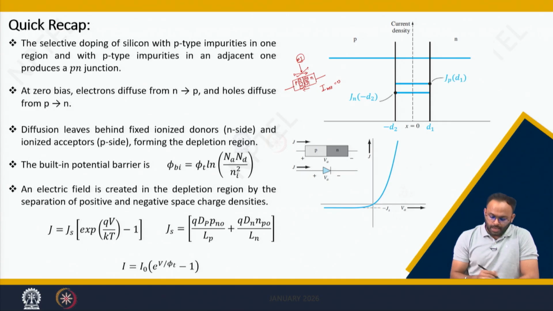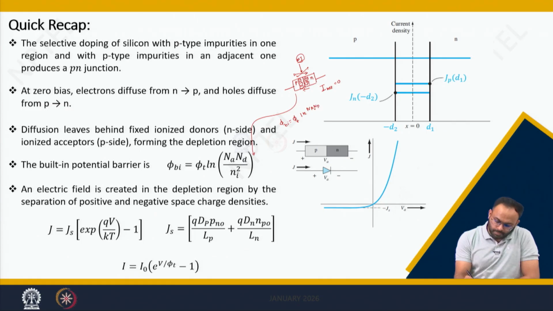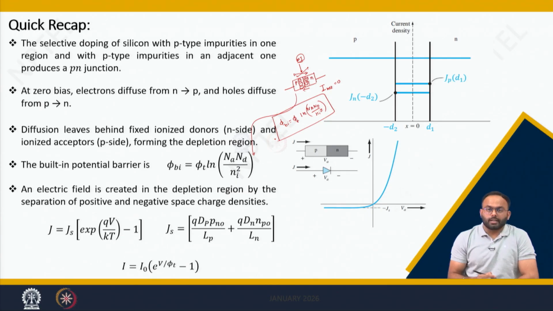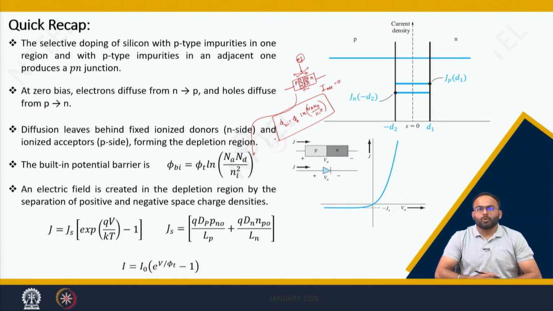So the diffusion component is counterbalanced by the drift component, and under equilibrium we get no net current out of the PN junction. By using this, we also derived a formula for built-in potential, which is phi bi equals phi t log Na Nd by Ni square, which simply says that the built-in potential depends upon the doping of the P side and N side materials.